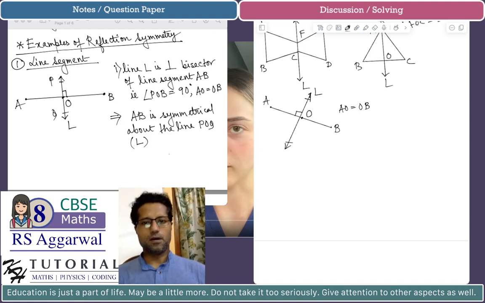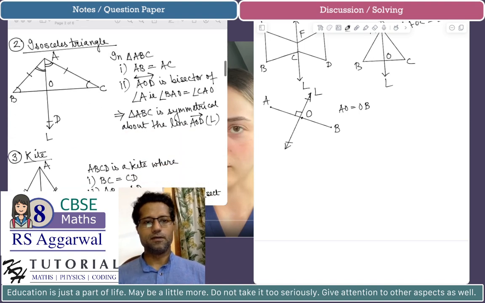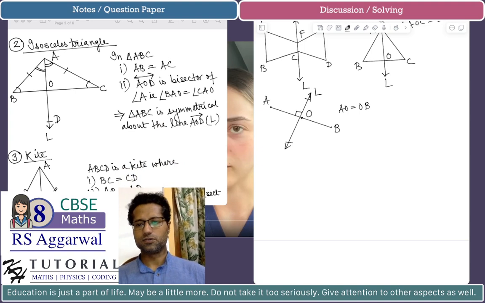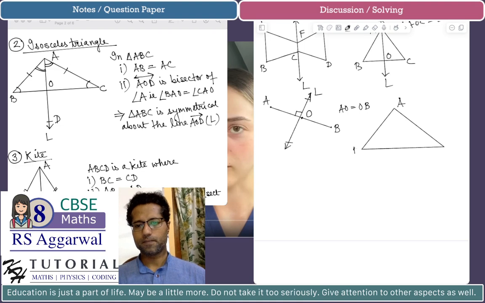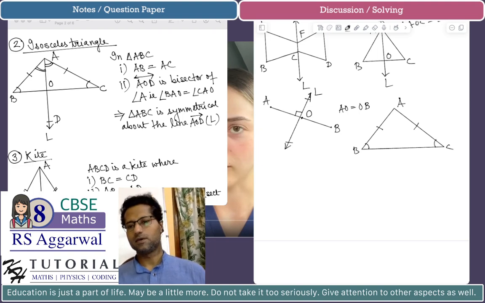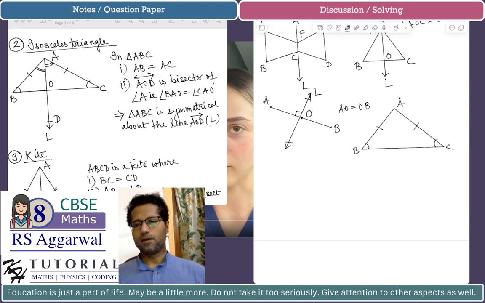Next is isosceles triangle. What is the line of symmetry for an isosceles triangle? Let's say we have an isosceles triangle. My figure will not be perfect, but I am trying to draw the figure as perfect as possible. So let's say this is an isosceles triangle ABC, where the two equal sides are AB and AC. So definitely the angle B will be equal to angle C, as the angles opposite to the equal sides in an isosceles triangle are equal. Okay. Now what will be the line of symmetry for this isosceles triangle ABC?